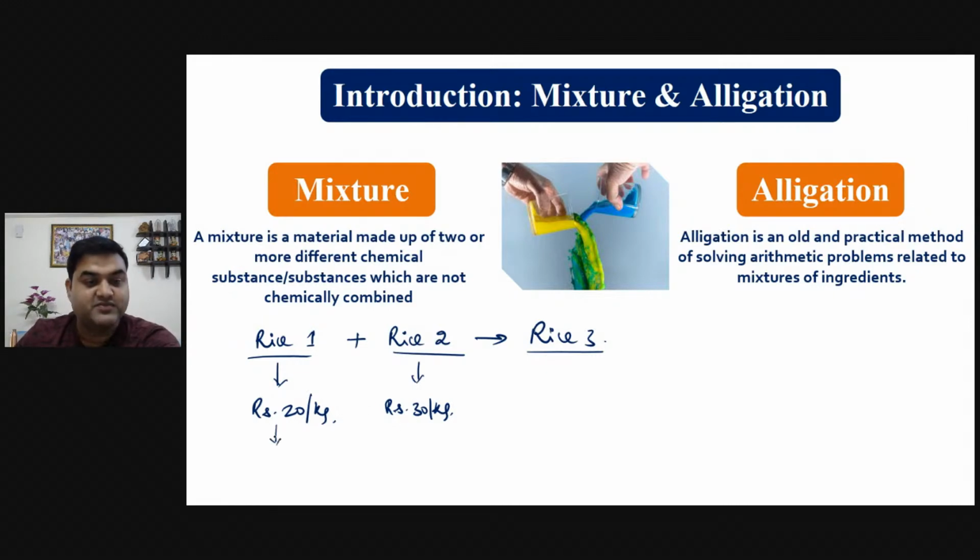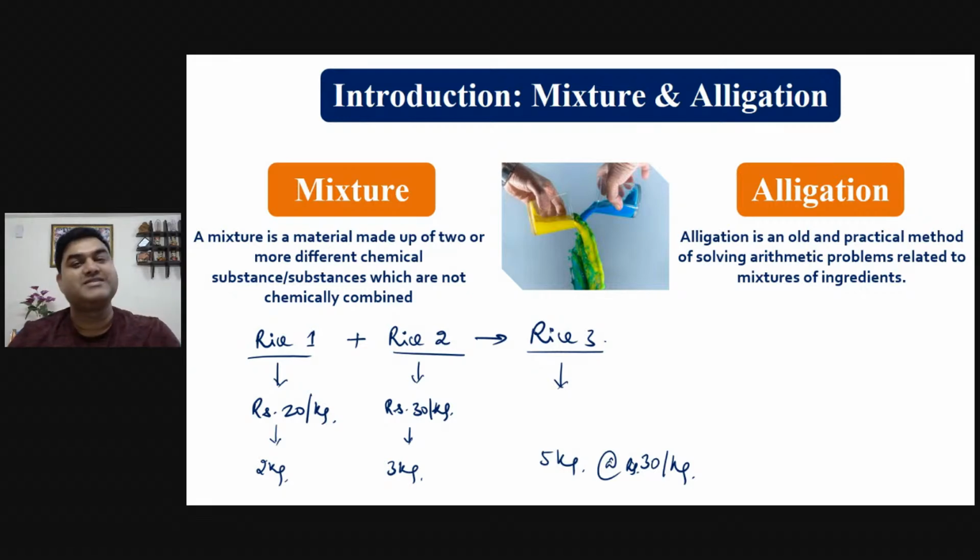Then what they will ask, in this we have taken 2 kg of this rice and we have taken 3 kg of this rice, and all together it is 5 kg of rice, right? 5 kg of rice, which is rice 3, is sold to the customer at rupees 30 per kg. Then how much profit will the shopkeeper get? This kind of questions will be there. Let's see how to solve those kinds of questions.